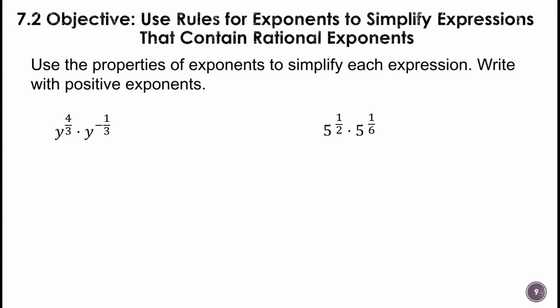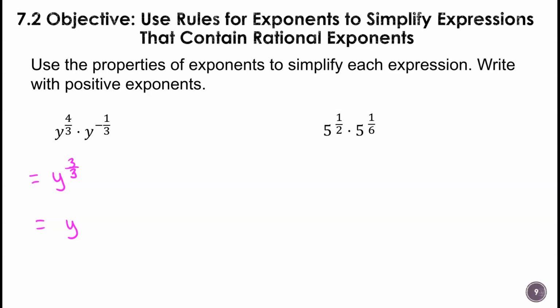On this first one it's a product. We're multiplying y to the 4/3 times y to the negative 1/3. And that means I'm going to add these exponents. So if I add, I'm going to have y to the 3/3, which is y to the first power. So I'm just going to leave that as y.